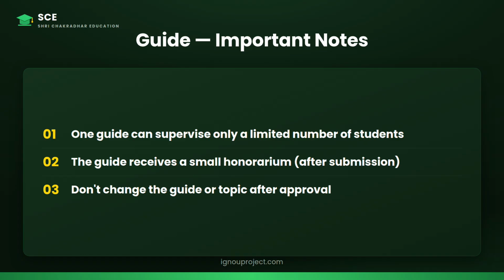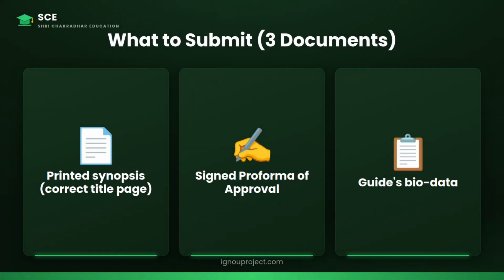So to summarize this part, format your references in APA style and attach an eligible guide's bio data and signed Proforma with your synopsis. With your sections written, your topic chosen, and your guide in place, you are ready to submit. That is exactly what we cover next. How to submit your synopsis for approval and what happens after. Your synopsis is written, your topic is chosen, and your guide is in place.